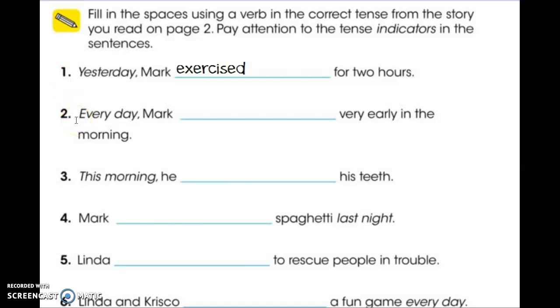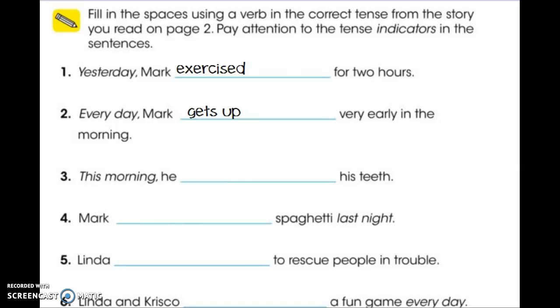Let's look at number 2. Every day, Mark ___ very early in the morning. This adverb or indicator is telling me the action is in the present because it's something that Mark does usually. That Mark does, like it says, every day. Go back again to your book and find what does Mark do every day, very early in the morning. Did you find it? Yes, that's right. He gets up very early in the morning. Remember to write the S on get because we are using a third person, that is Mark. Okay, we have to use S in the verb when we use he, she, or it.